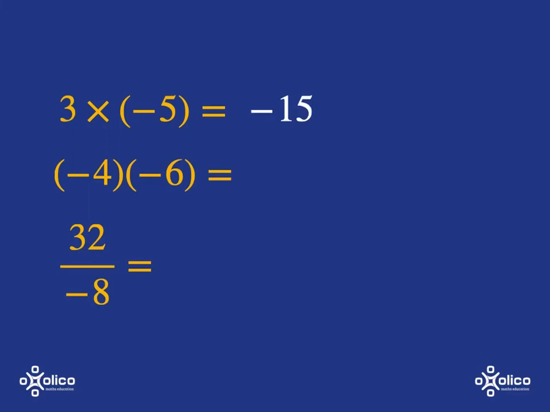The next one, remember when we just write 2 brackets next to each other? We mean multiplication. So it's -4 multiplied by -6. A negative multiplied by a negative has to be positive, and 4 multiplied by 6 is 24. And then in the last one, we've got a positive divided by a negative, so that's going to give me a negative, and 32 divided by 8 is 4.